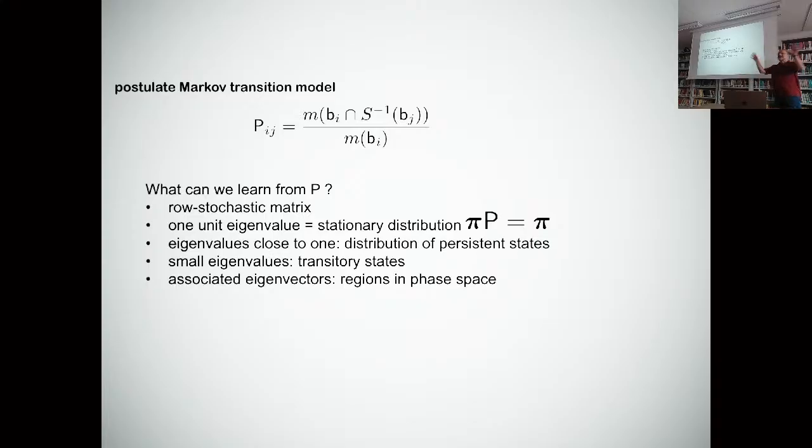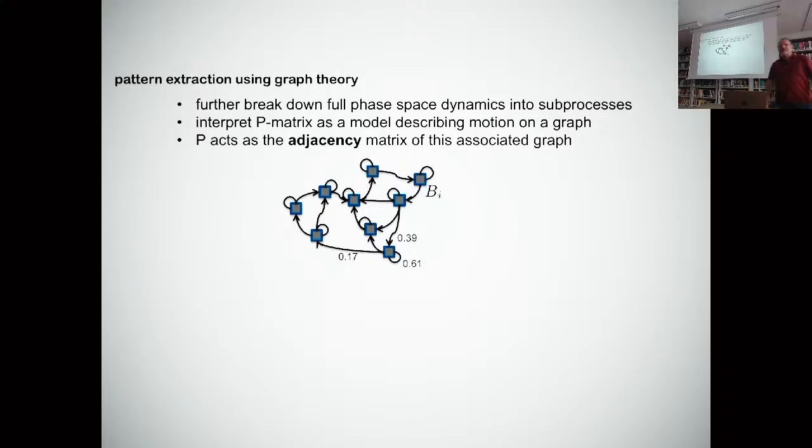We want to cluster everything into persistent and transitory states. And the associated eigenvectors give us regions in phase space where these persistent states and transitory states hang out. So what more can we do with the P matrix?